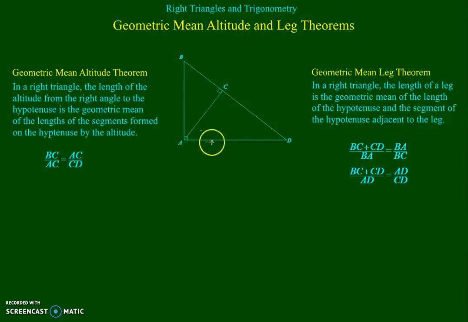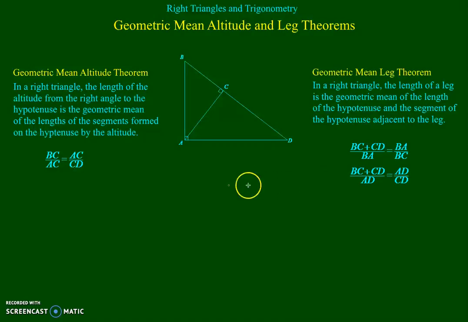Switching to the other leg, AD, AD is the geometric mean, here it is in the means position, of the entire hypotenuse, BC plus CD, there it is there, and the segment on the hypotenuse adjacent to that leg, CD. So CD is adjacent to this leg.